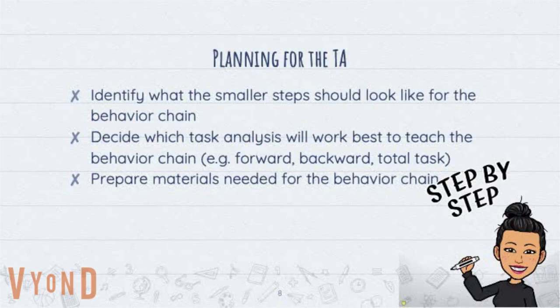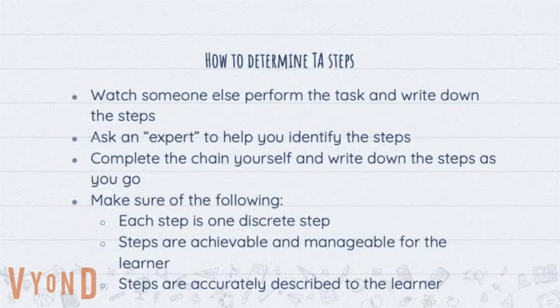Then once you have identified what behavior chain you would like to focus on, break it down into smaller steps and then identify what those steps should look like. Choose which type of chaining will work for your child and the behavior you are trying to teach. For example, a forward, backward, or total task chain. And then get the materials ready for the task analysis.